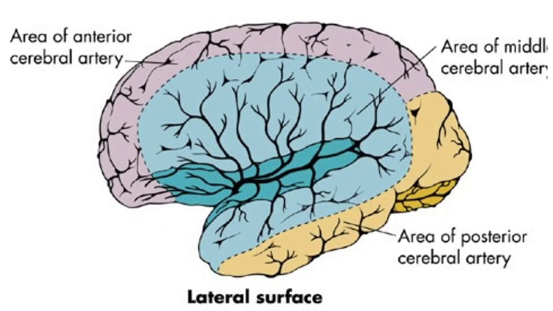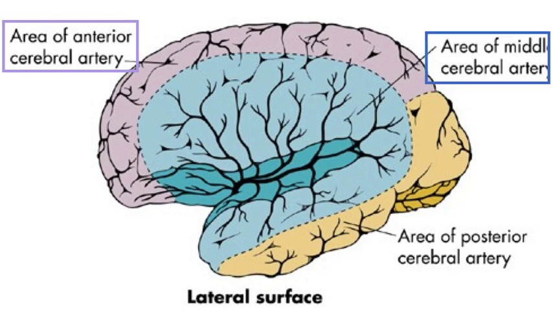This picture shows the lateral view of the left brain. ACA provides blood supply to the pink area. MCA provides blood supply to the blue area, and PCA provides blood supply to the yellow area.